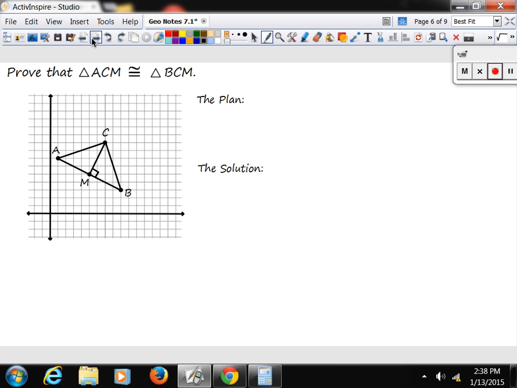HL, right? The shorter one, the HL. Now the CPCTC, that's for after you prove they're congruent. So HL is the 5th one. So we have 5 ways. Which way might we choose to prove that these 2 are congruent?